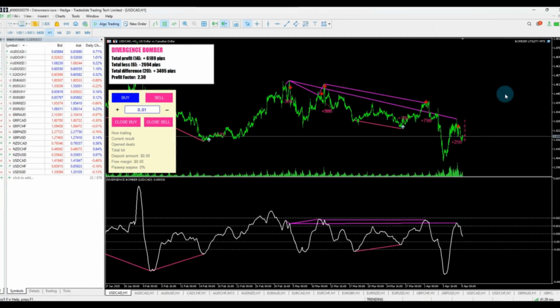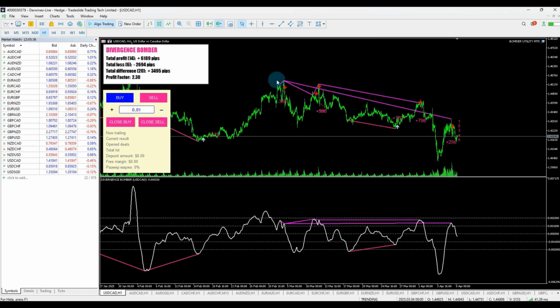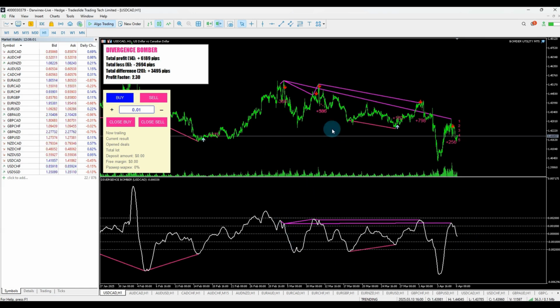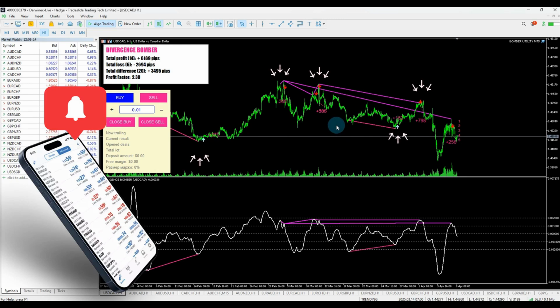Come with me. So guys, you are on my trading platform where the Divergence Bomber system is installed. This system consists of two elements. The first element is a technical indicator that is installed on the price chart of various assets, and its task is to look for divergences that occur between the prices and the MACD indicator. When this indicator finds a divergence, it gives a trading signal, places an arrow on the price chart indicating the direction we need to trade, and sends a push notification to the user's smartphone.